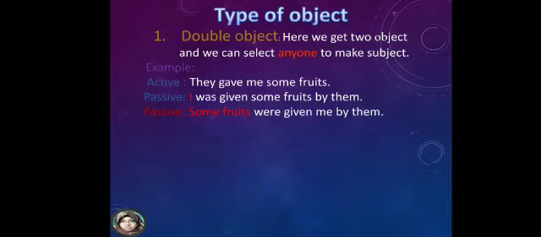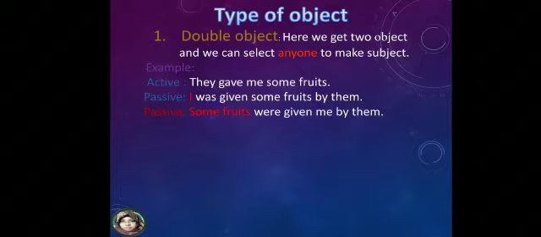Here, the auxiliary verb is was. Why was? Because in the active sentence, the verb is gave, which is the past form of the verb. That's why the auxiliary verb is past indefinite tense was. And when we use some fruits as a subject, the passive form is some fruits were given me by them. Here the auxiliary verb is were because the subject, I mean some fruits, is plural.